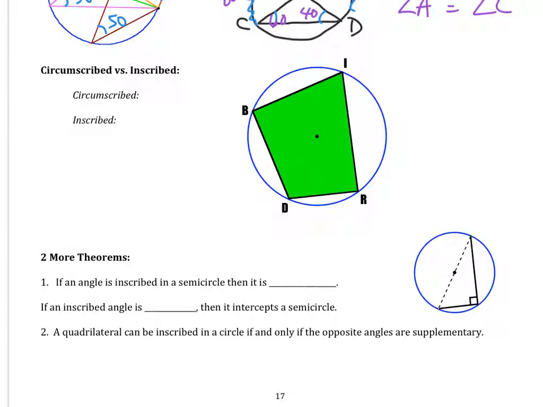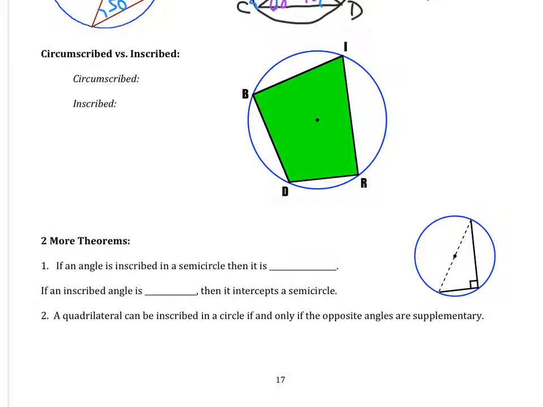Circumscribed versus inscribed. Okay? Circumscribed, reminder, is when your figure goes around something. Inscribed is when it's on the inside. So what we're talking about is an inscribed quadrilateral here. Okay? Notice that the quadrilateral is on the inside. The circle is circumscribed, as in it is going around the quadrilateral.